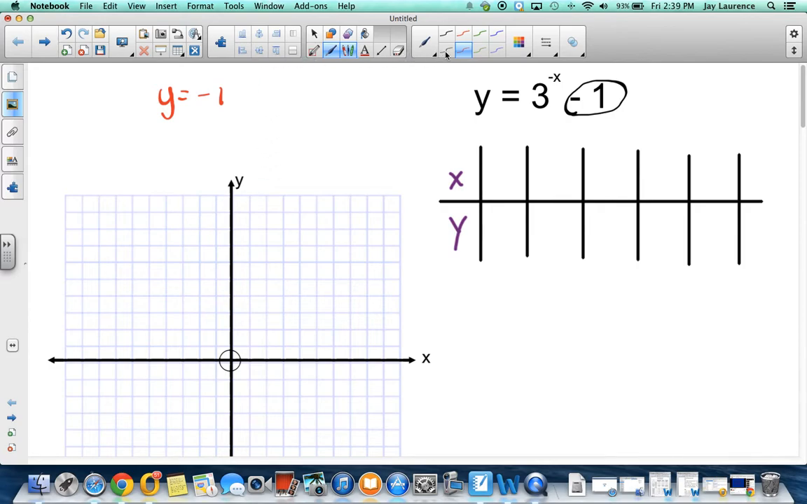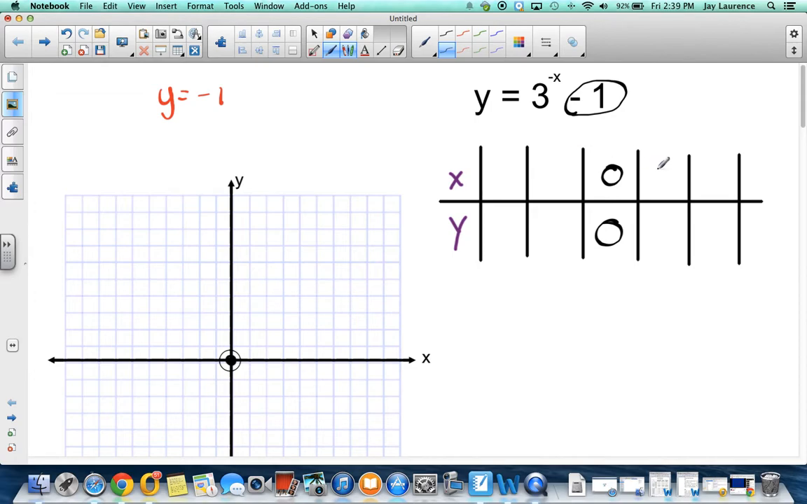All right, I'm going to pick some values here for x. I think maybe I'm going to put a 0 in. And when I get 3 to the 0 power, I get 1. 1 minus 1 is 0. So that's going to go through the origin right there. There we go. All right.